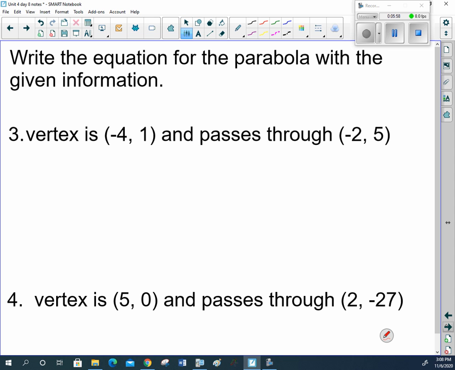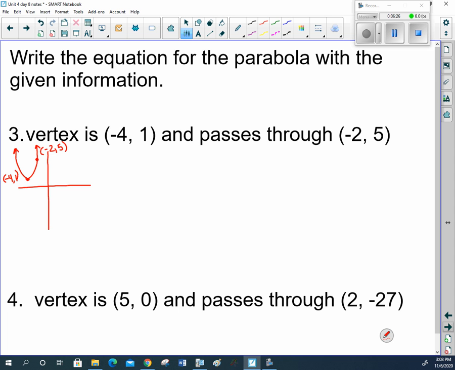Is our parabola being stretched? Is there a vertical stretch or a vertical shrink? We don't know. All I know is that I have my vertex at -4, 1. So right here, there's my -4, 1. And then -2, 5 is another point on my parabola. So here's -2, 5. And this one is -4, 1.